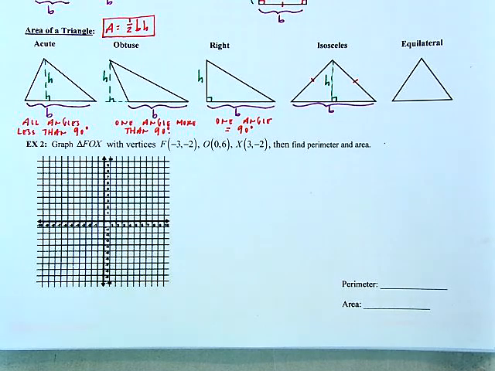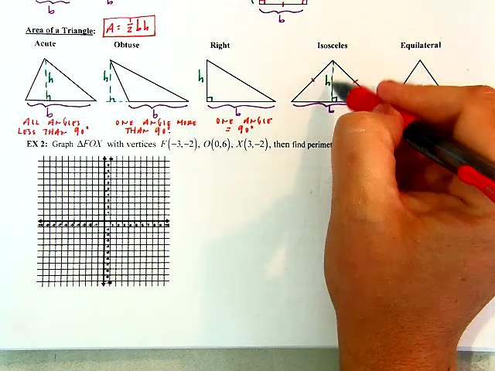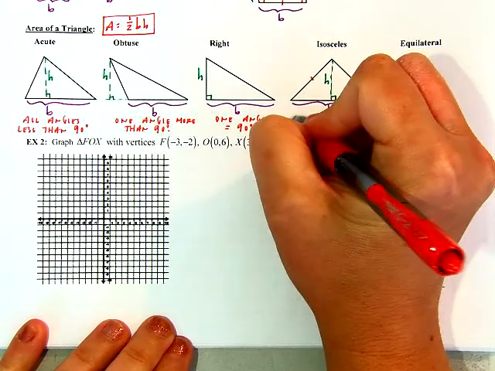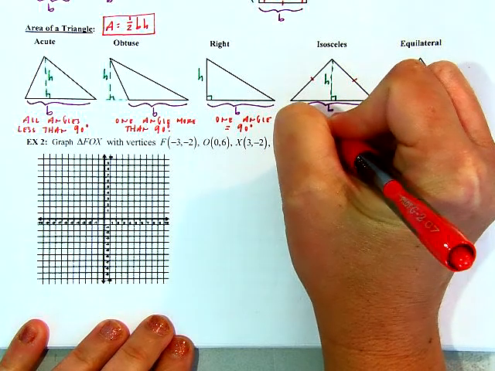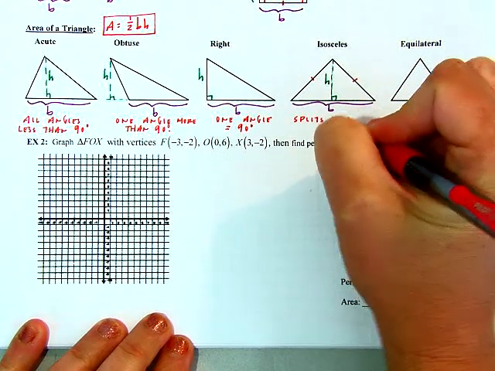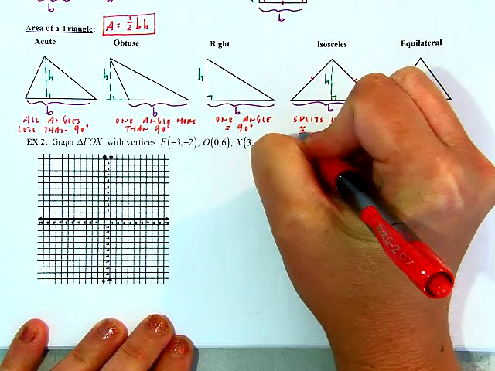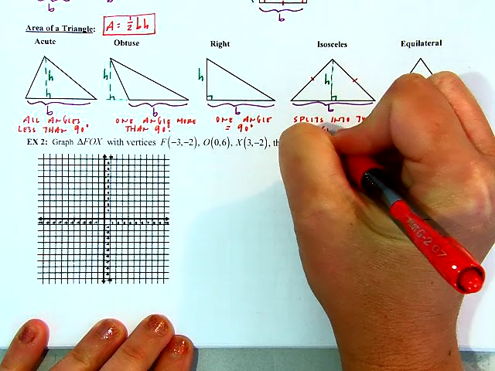One thing that's useful to know here is that that height, that segment, is splitting our isosceles triangle into two congruent right triangles.